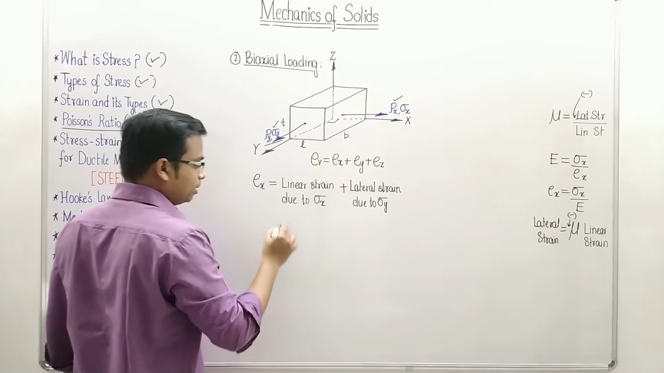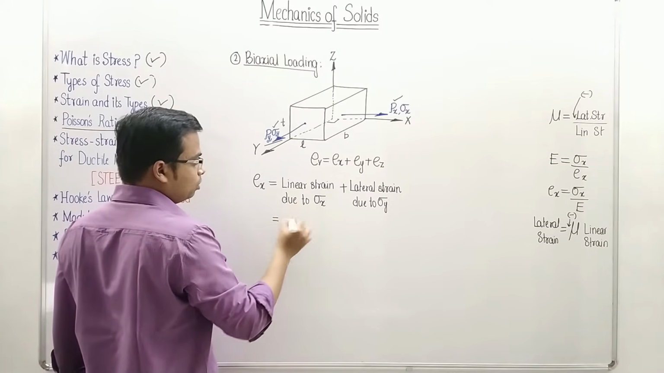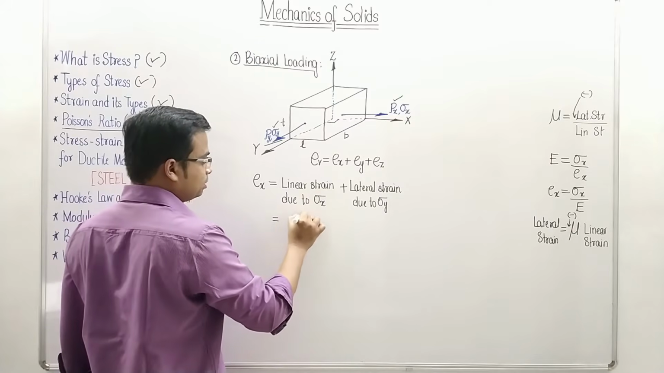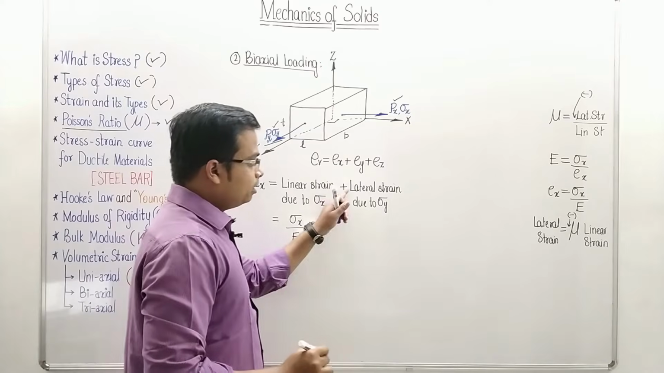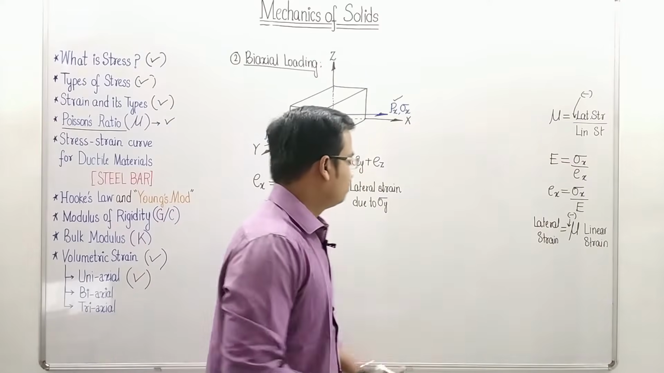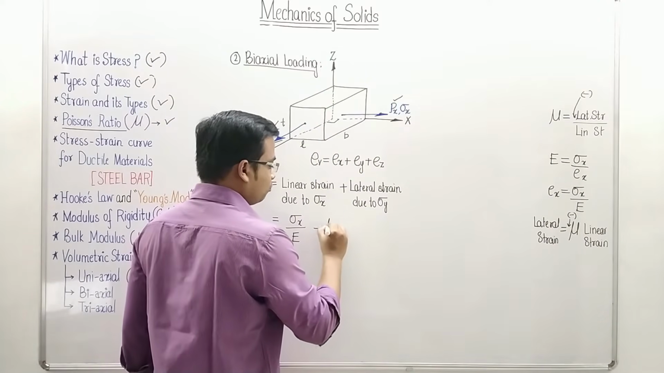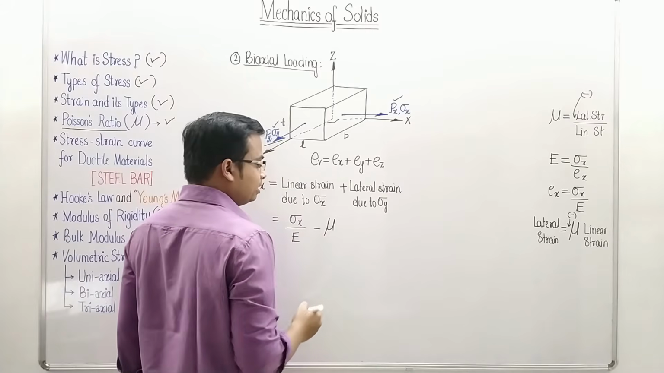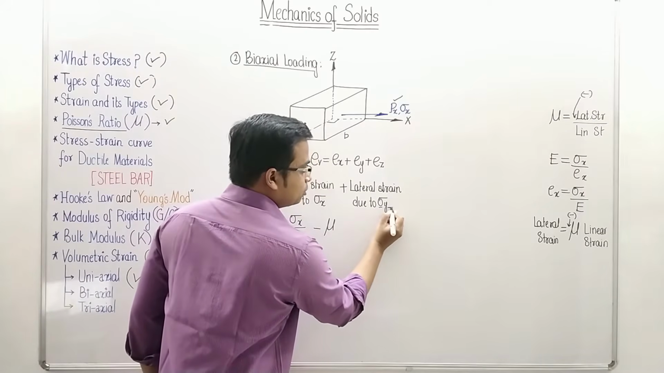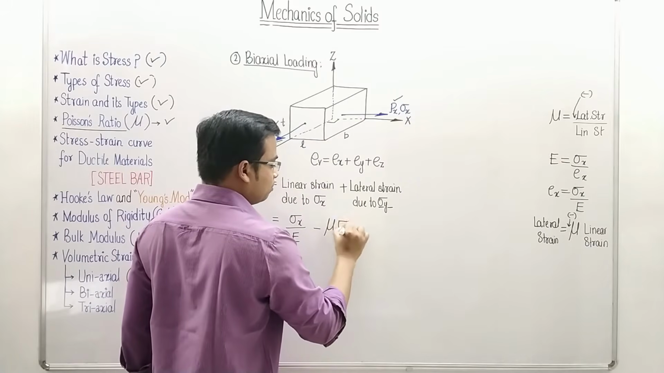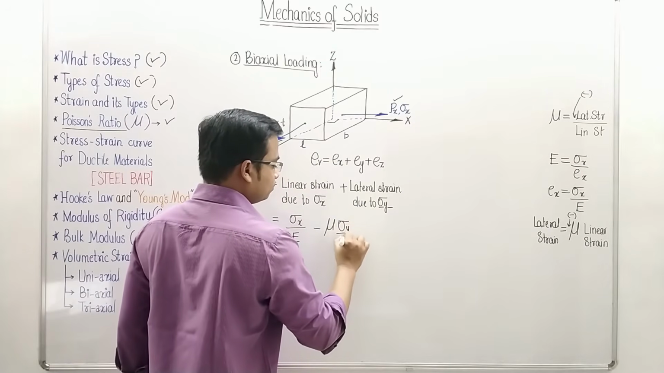Now stuff is going to be very easy. So linear strain due to sigma x is going to be sigma x upon E. And you know how you need to express lateral strain? Lateral strain is negative of Poisson's ratio multiplied by the linear strain. Linear strain, that is because of sigma y. So sigma y over E.